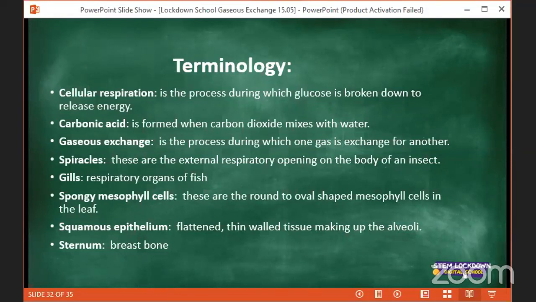Then spongy mesophyll cells. These are the round to oval shaped mesophyll cells in the leaf. Then the squamous epithelium, which is flattened, thin-walled tissue making up the alveoli, and we will look at that when we deal with the gas exchange system in mammals on Monday. Then the sternum, which is the breastbone, we'll also look at that on Monday.